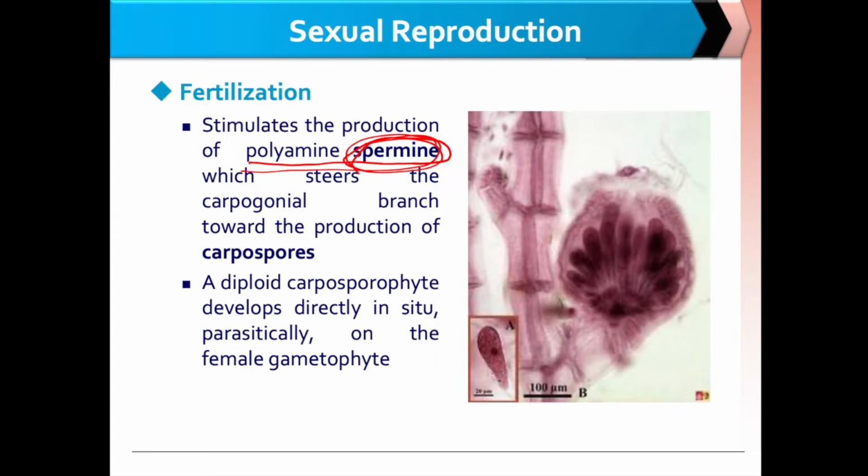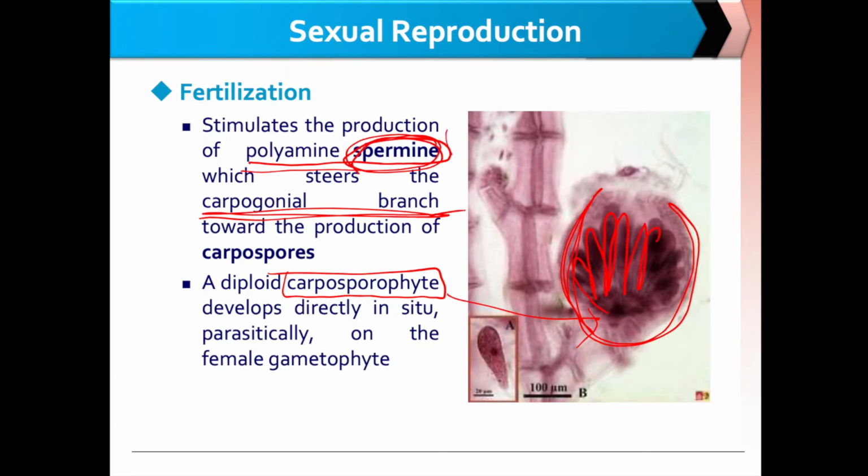Once that is released, your carpogonial branch will develop into what we call a carposporophyte. So this is your carposporophyte right here, this entire structure. Inside your carposporophyte, you will have the development of carpospores. When fertilization has occurred and the polyamine spermine is released, it will stimulate the production of carpospores, these darkened structures. That's your carpospores, inside your carposporophyte.